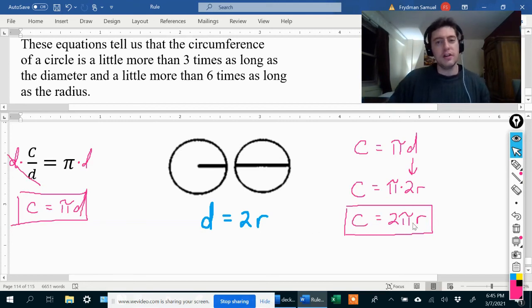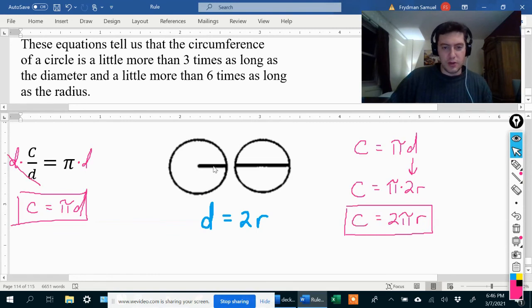And this equation over here is telling us that the circumference of a circle, well, actually, the first thing I should say is that if pi is a little bit more than 3, then 2 times, what's 3 times 2? It's 6, right? So if pi is a little bit more than 3, then 2 times pi should be a little bit more than 6. So 2 pi is a little bit more than 6. So this equation here is telling us that the circumference of a circle is a little bit more than 6 times as long as the radius.